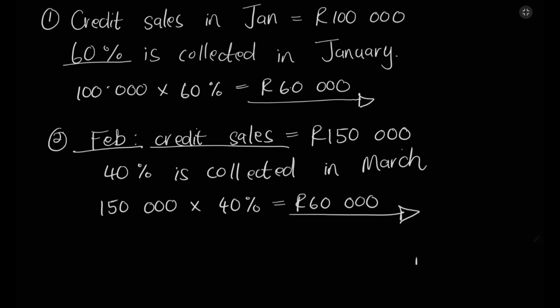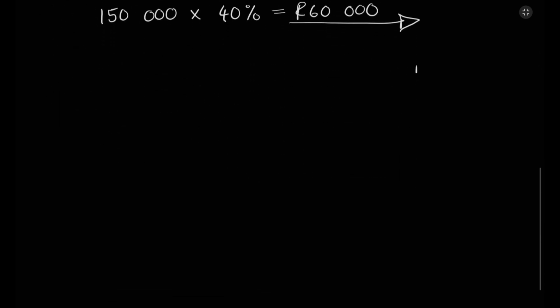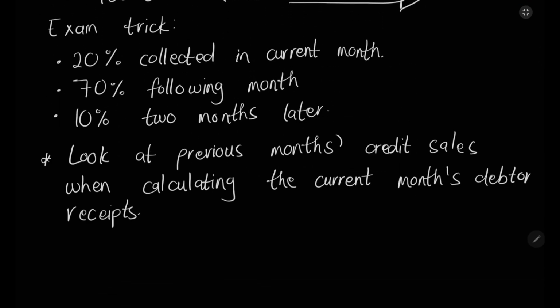We'll do more examples. So this is an important exam trick. If the question says 20% collected in the current month, 70% the following month, 10% 2 months later, you must look at the previous month's credit sales when calculating the current month's debtor receipts. I can write this down for you guys. So if the question says 20% collected in the current month, 70% the following month, 10% 2 months later, you have to look at the previous month's credit sales when calculating the current month's debtor receipts.